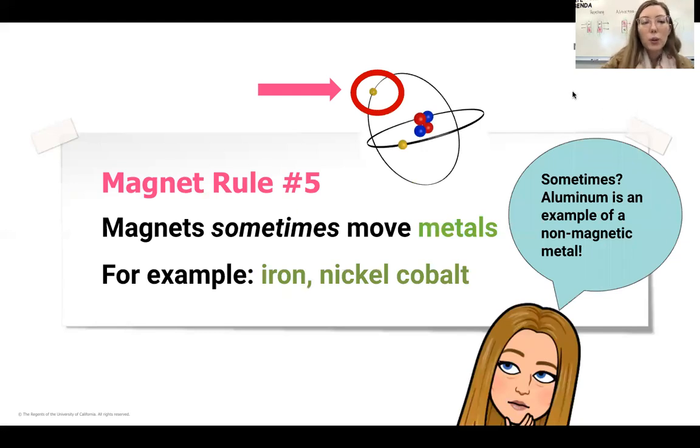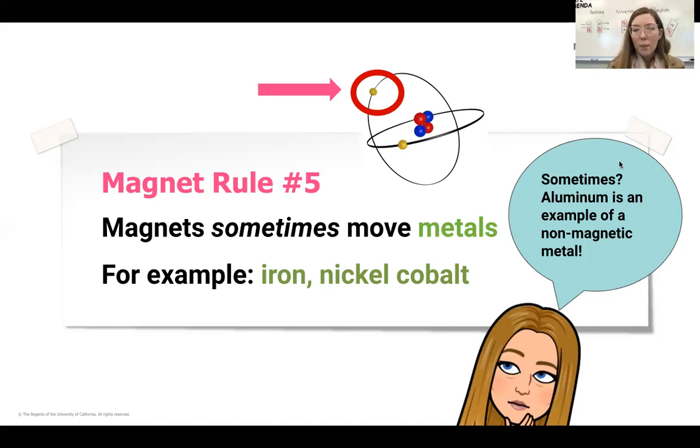Now onto magnet rule number 5, and this is the one that gets kind of interesting. Magnets sometimes move metals. This is another fill in the blank. For example, iron, nickel, and cobalt. These are examples of metals that magnets do move. Now, the interesting thing is sometimes. What does that mean? The sometimes means that not all metals interact with magnets.